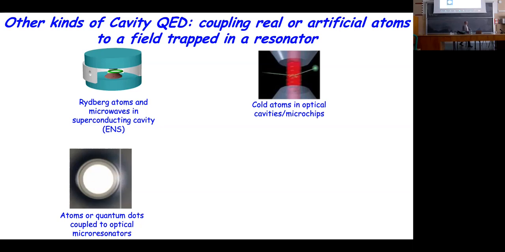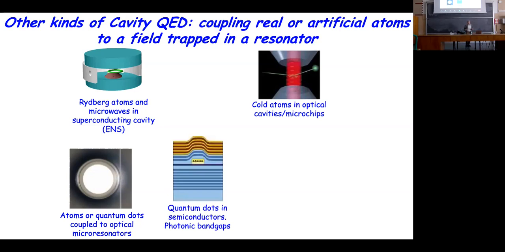You can also have quantum dots in band gap materials. A quantum dot is a kind of nanostructure, a kind of box in which the electrons have quantized energy levels. They can emit or absorb light. And if you put them in a layered structure like that, this structure, by Bragg diffraction, plays the role of mirrors, and you can have a kind of Cavity QED system.